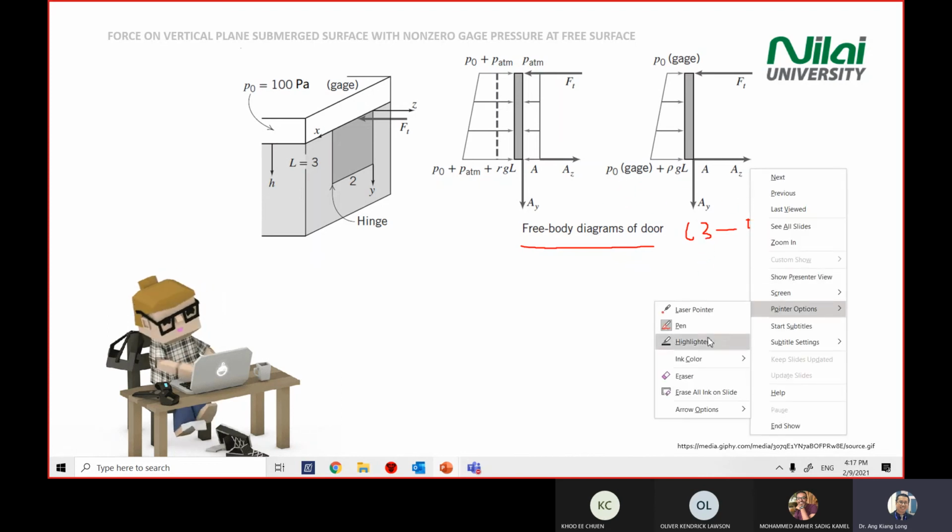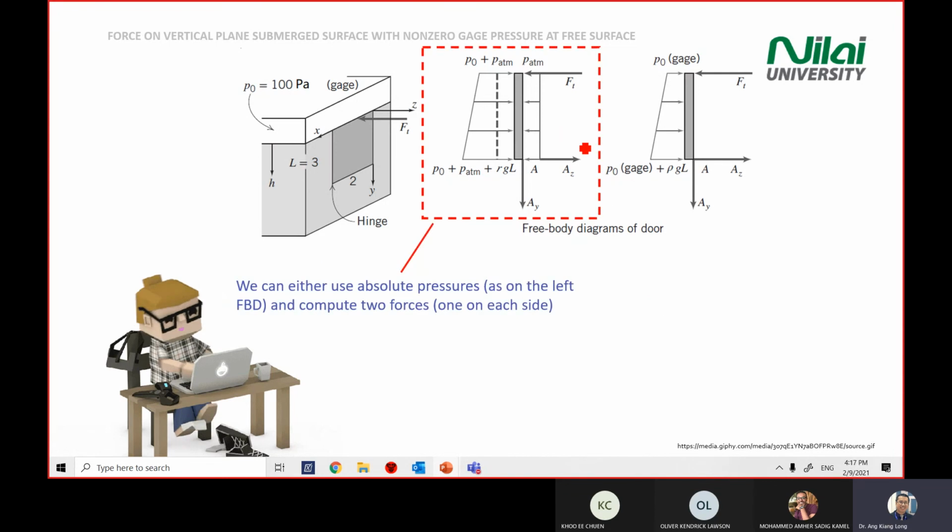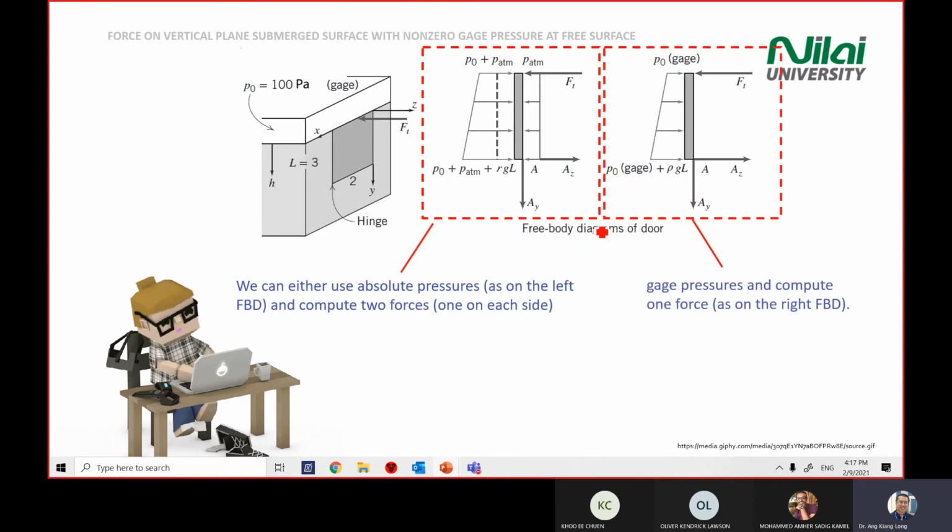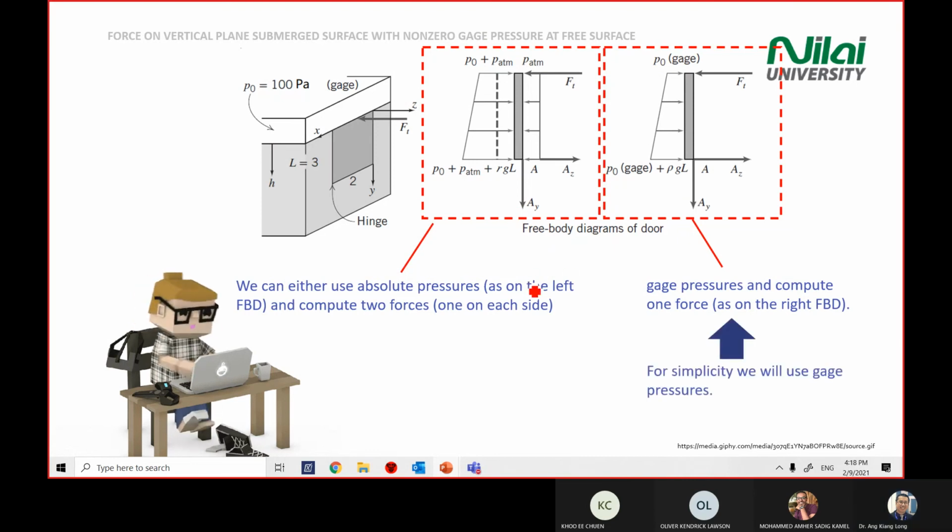Okay, let's continue. So there are two ways. Either you can use the middle diagram, or you can use the third diagram. Both give you the same answer. We'll use the third diagram because it takes out the atmospheric pressure in our calculation. You don't need to rewrite the atmospheric pressure so many times. So we focus on the third diagram.